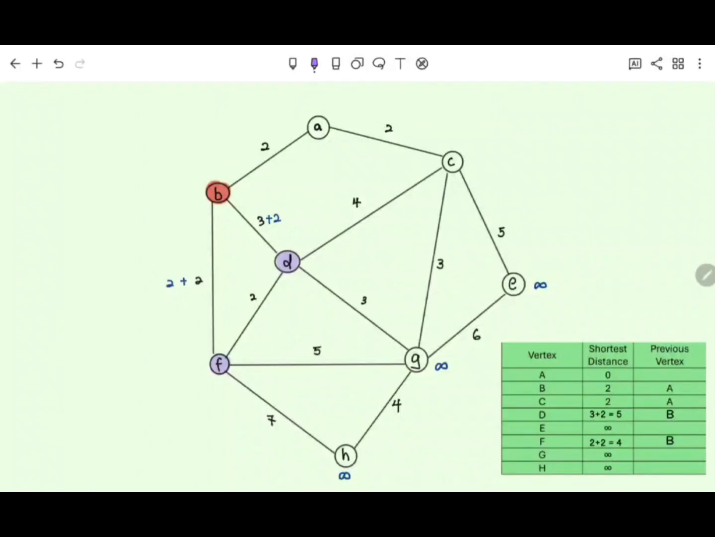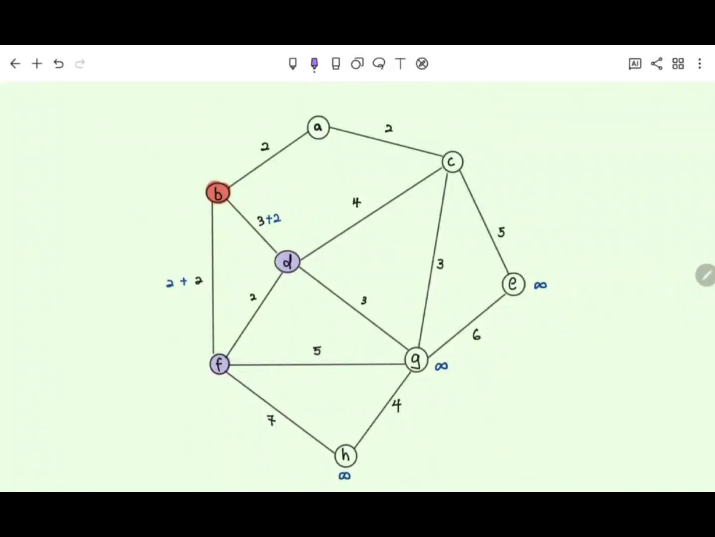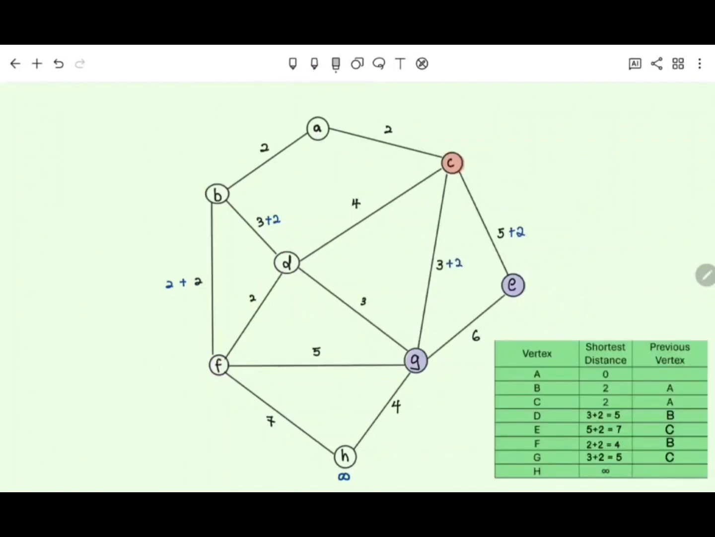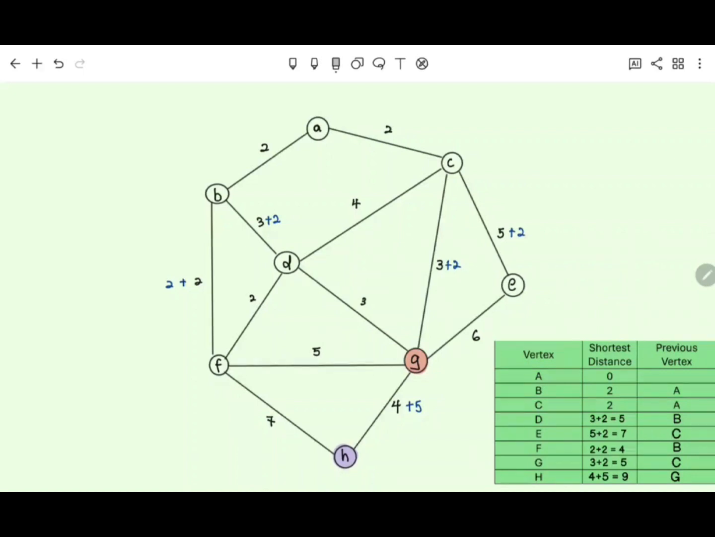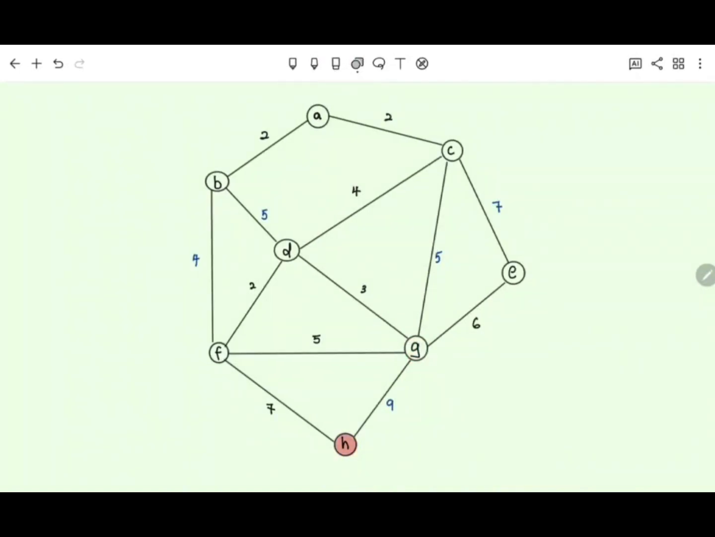B to D is 3 plus 2, which is 5. B to F is 2 plus 2, which is 4. Then C to E is 5 plus 2, equal to 7. C to G is 3 plus 2, equal to 5. Lastly, G to H is 4 plus 5, equal to 9. So all the distances are updated in the table. Now we want to reconstruct the path from A to H.